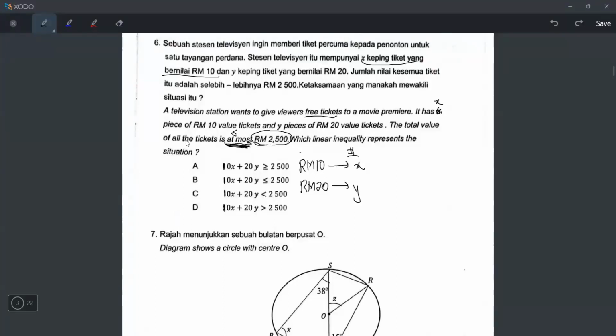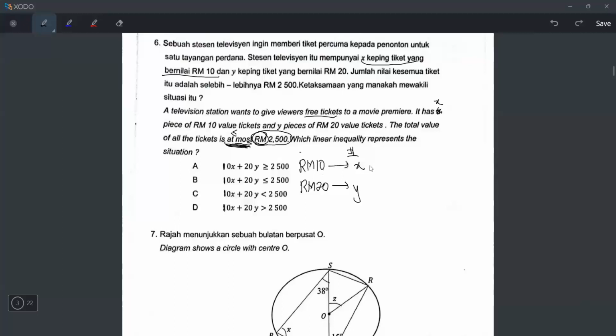It's the total value of all the tickets. That's why you see the RM here. That is why you cannot just say X plus Y smaller sama dengan 2,500. It doesn't work like that. You have to times them. Because 10 ringgit value got a ticket that's X pieces or like X keping.